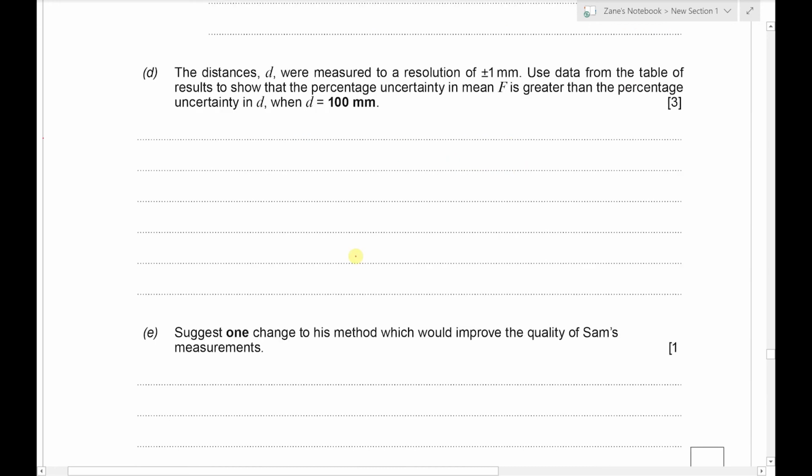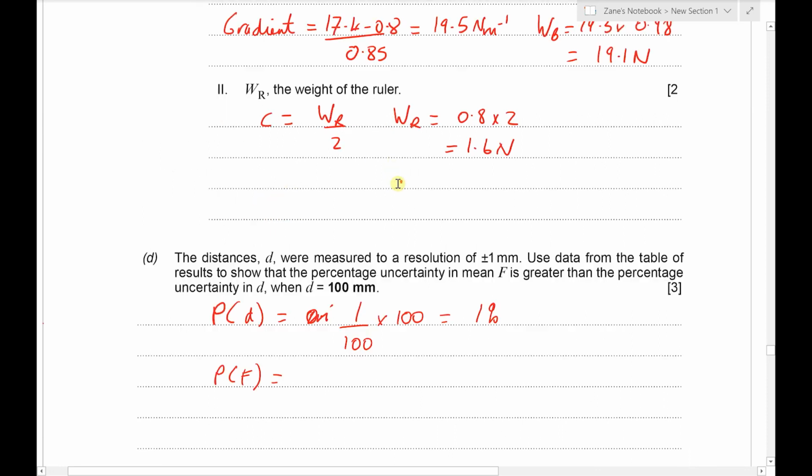For the next part of the question, the distances D were measured to a resolution of plus or minus 1 millimeter. We're going to use data from the table of results to show that the percentage uncertainty in the mean F is greater than the percentage uncertainty in D when D is 100 millimeters. Well, to find the percentage uncertainty in D, we're going to take its absolute uncertainty of 1 millimeter, divide it by the actual value of 100 millimeters, and multiply by 100 to turn it into a percentage, and that's clearly 1%.